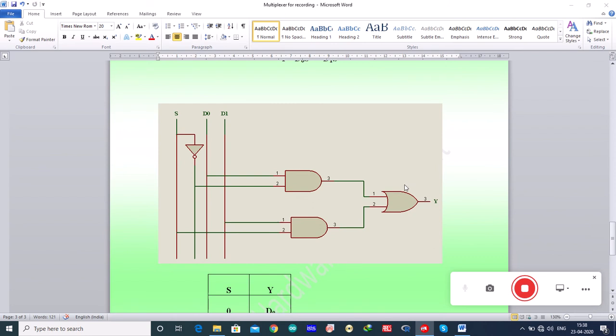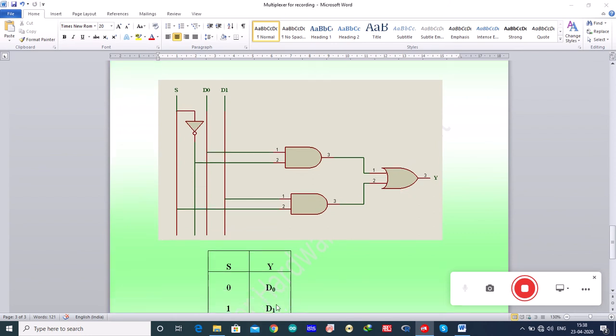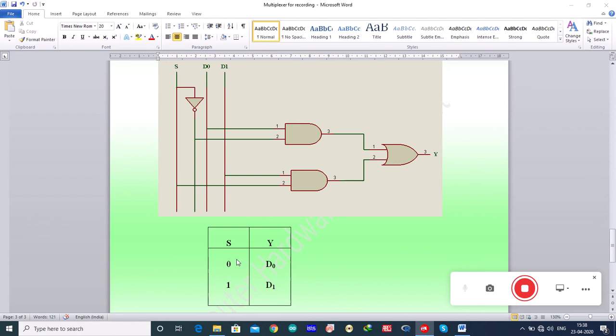Now let us check this with the truth table. We have discussed that when S is 0, output is D0, that is D0 appears at the output. Now let us check this condition. When S is 0, this becomes 1, D0, and this is 1, this AND gate is enabled, and this is 0, so if any one of the inputs is 0, this AND gate is disabled. So only the first AND gate is enabled, and the output here is D0, which appears at the Y.